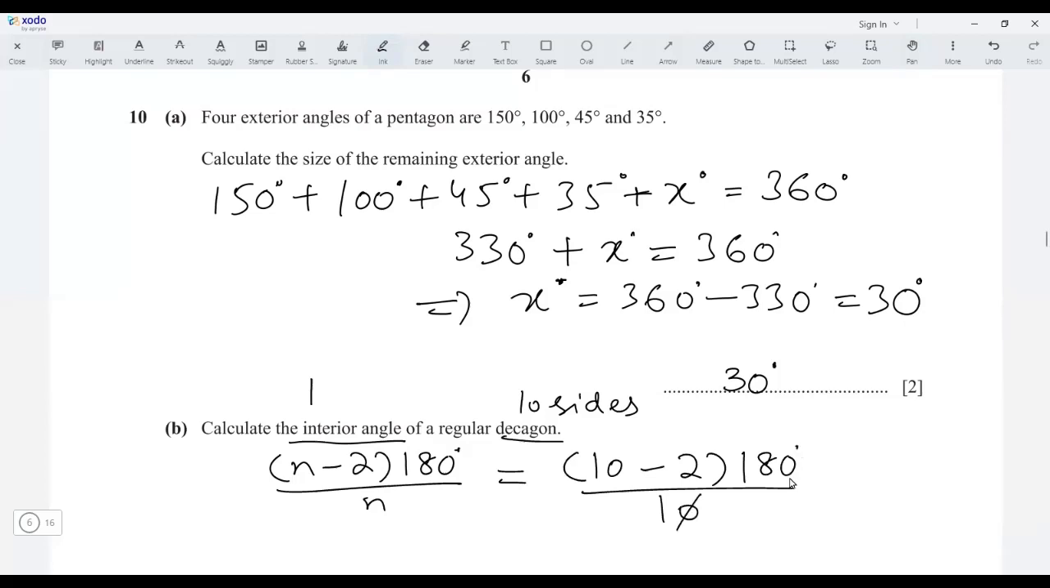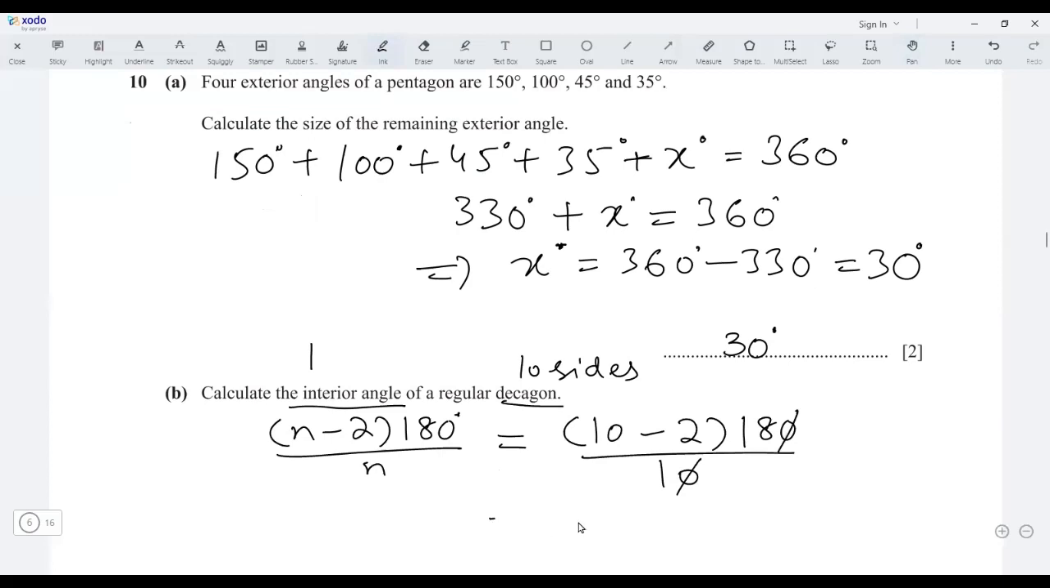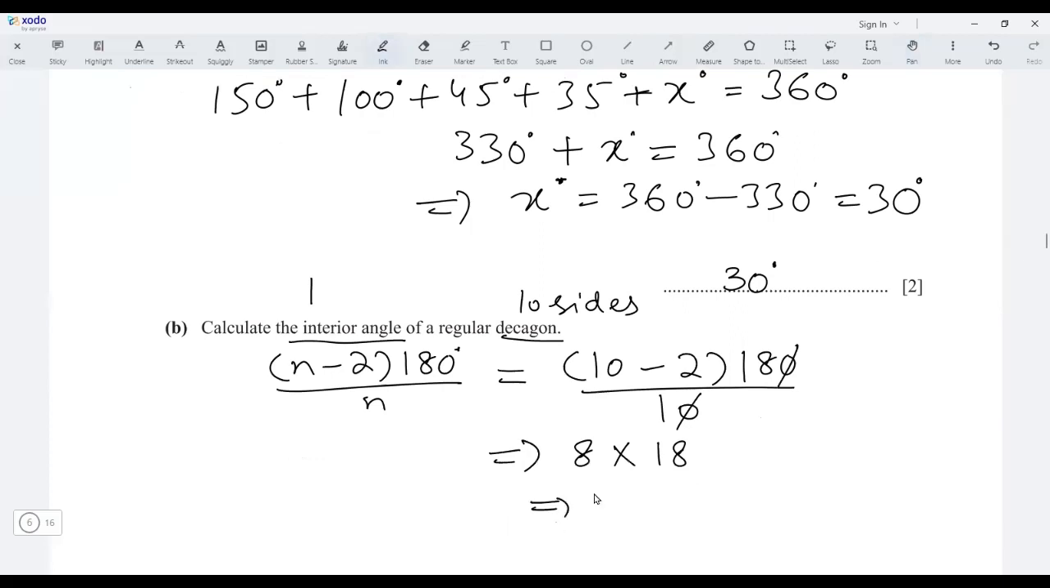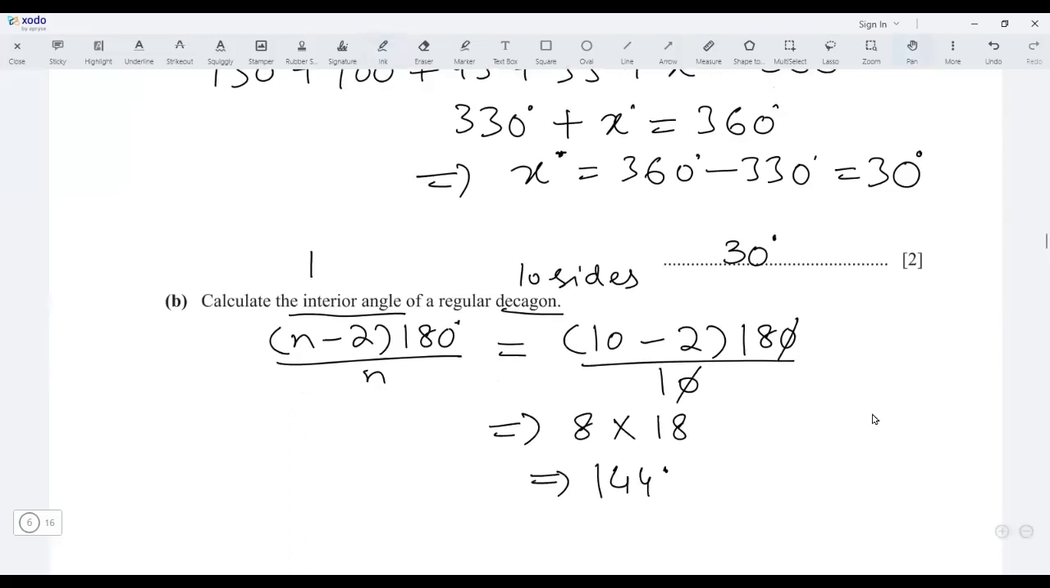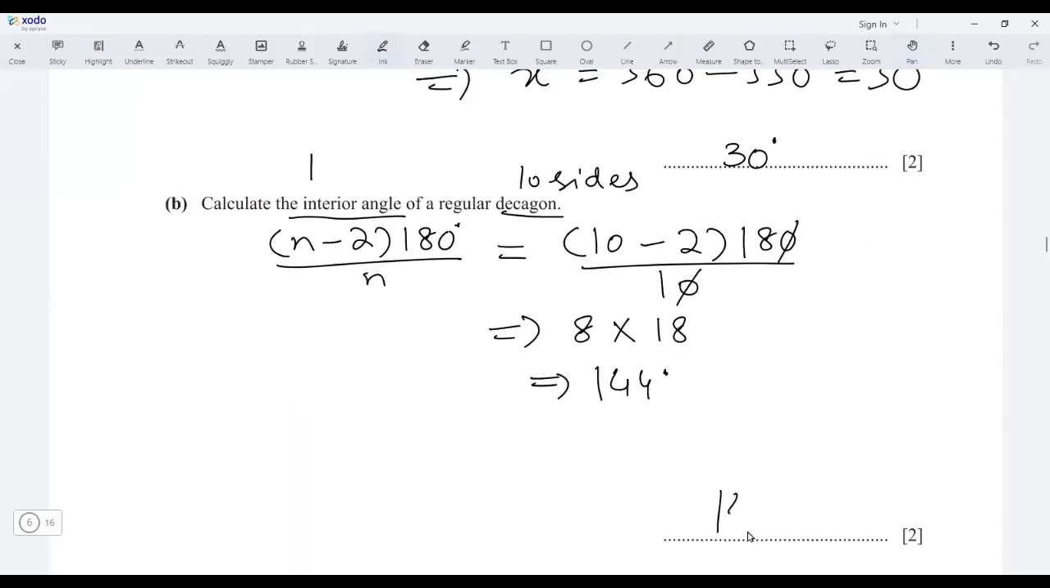The 0 will be cancelled with this 0. So 10 minus 2 is 8, and 8 times 18 gives you 144 degrees. I hope you know this concept. If you know the basics of the interior angle, meaning the formula, and if the number of sides is given, you can find one of the interior angles, or vice versa. Sometimes if they give the interior angle, you have to find the number of sides.